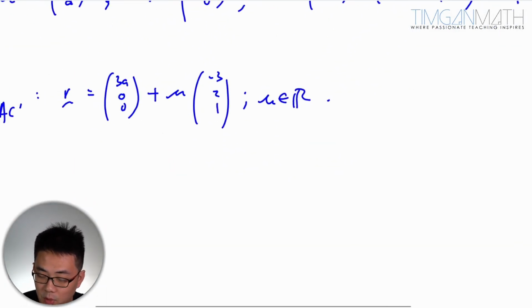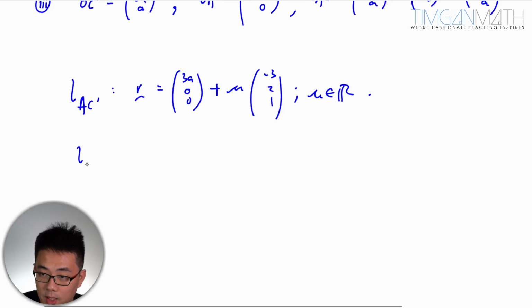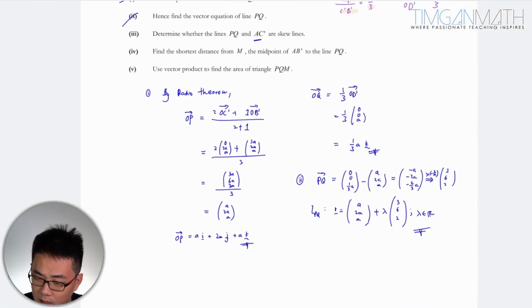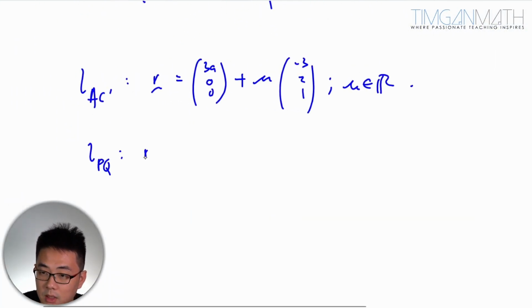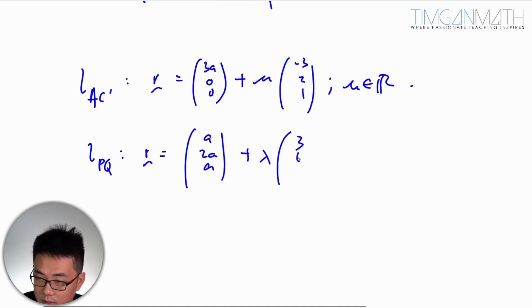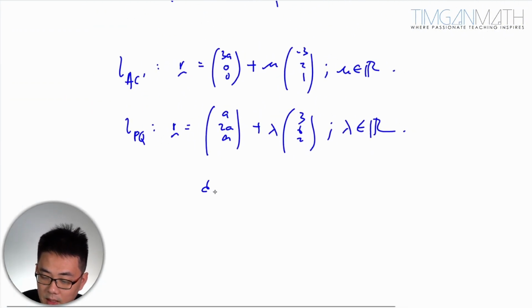Okay, so the question now is whether LAC and, what line was it? PQ, they are skew or not. Alright, so we're going to write now PQ, this is r equals to A, 2A and A plus lambda 3, 6, 2, lambda is real. Okay, so we know that the direction of AC prime does not equal the direction of PQ. So they basically, okay, maybe this is k.